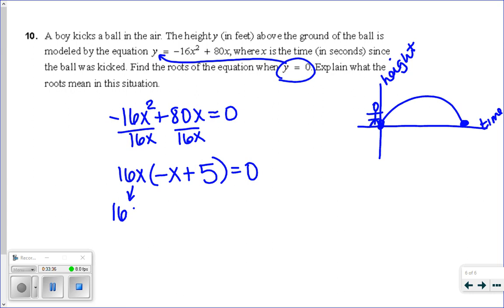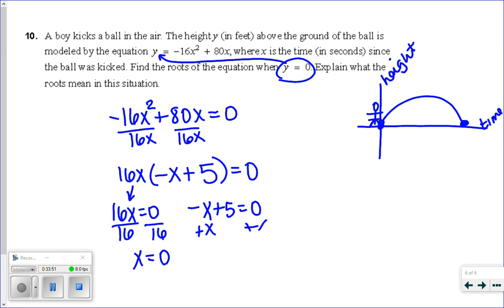So 16x equals 0 will be one of our roots, and negative x plus 5 equals 0 is going to be the other. Here we'll just divide by 16 on both sides. x equals 0 is one option. Here I'm going to add this x on both sides, and I get 5 equals x as the other option. So those are the two solutions. When I think about what they mean, first let's just write our roots. Our roots are these two right here.